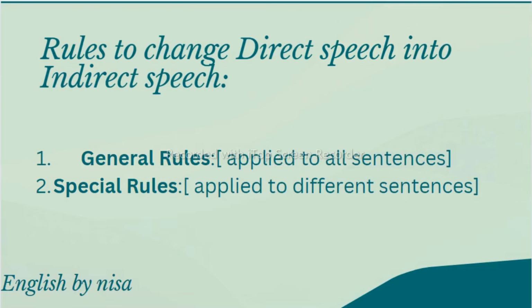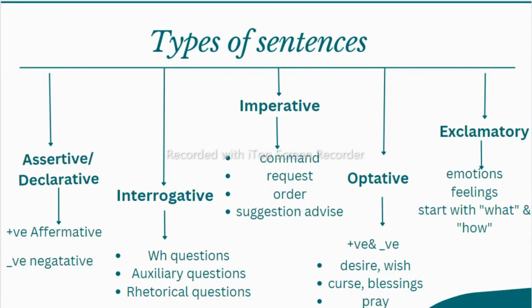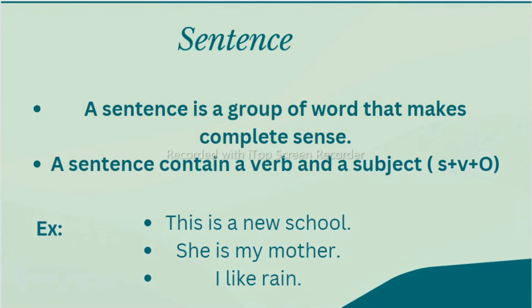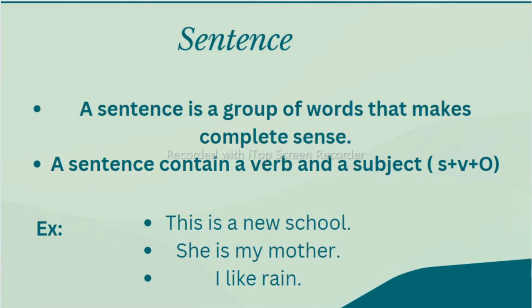So now let's first see the types of sentences. There are five types of sentences: declarative, interrogative, imperative, optative, and exclamatory. But before that, let's see what a sentence is. When we communicate with each other, we express our thoughts and ideas through words that together make complete sense. A sentence is a group of words that makes complete sense. It contains a verb and a subject.